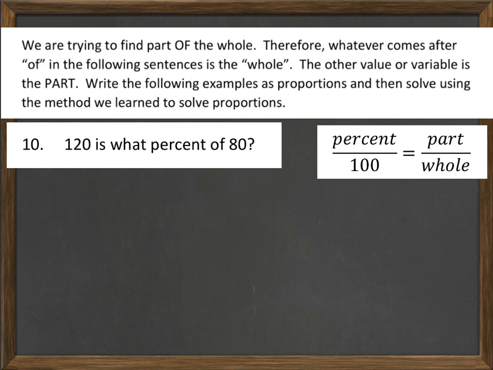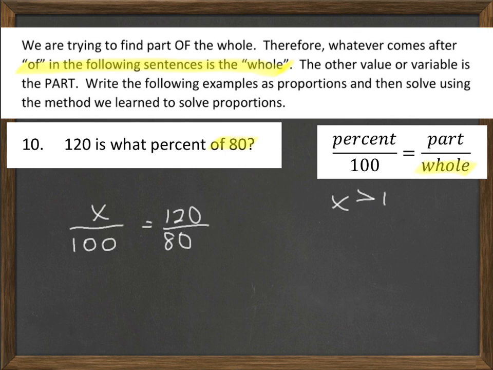Okay. Last but not least, 120 is what percent of 80? So again, we have the phrase what percent. So that's going to be a mystery number, or any variable you like, over 100. Then we have two other numbers, 120 and 80. We have to figure out which one is the whole. So again, whatever comes after the word of is going to be the whole, or the denominator in this fraction. Okay, so of 80, so 80 is going to be our denominator, which means that 120 is our numerator. So once again, notice that our numerator is larger than our denominator, which means when we're all said and done, we should get a value of x that's larger than 100%. That's okay. Doesn't mean I messed up. Doesn't mean I did anything wrong. That's just how it is.